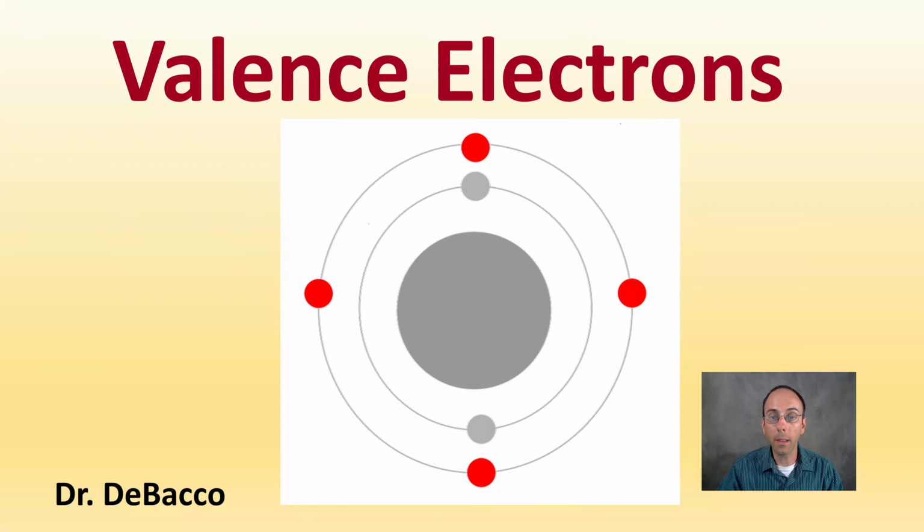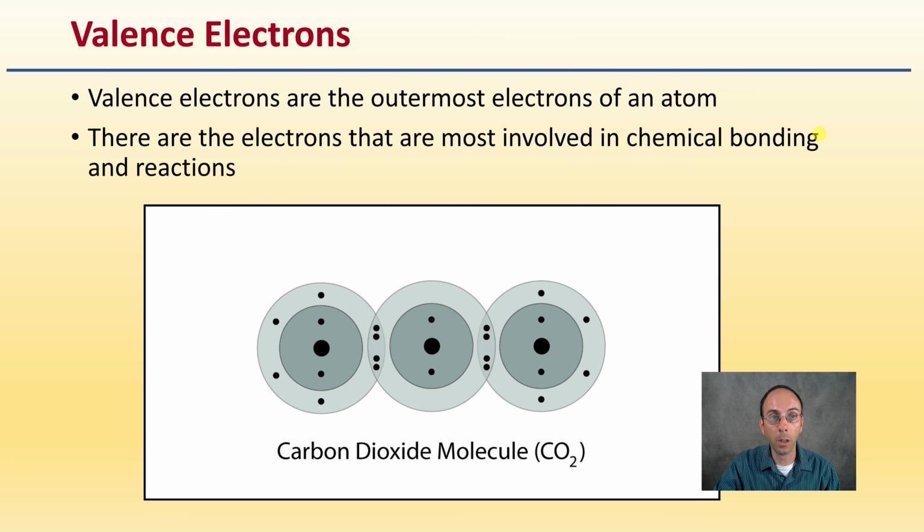All right, as we can see here with these valence electrons highlighted in red, we're looking at the outermost electrons of this particular atom. So valence electrons are just that. They are the outermost electrons of that atom, and they are the electrons that are most involved in chemical bonding as well as reactions, because those outermost ones are what's going to come in contact with the outermost electrons of another atom, as we see here in this carbon dioxide molecule.